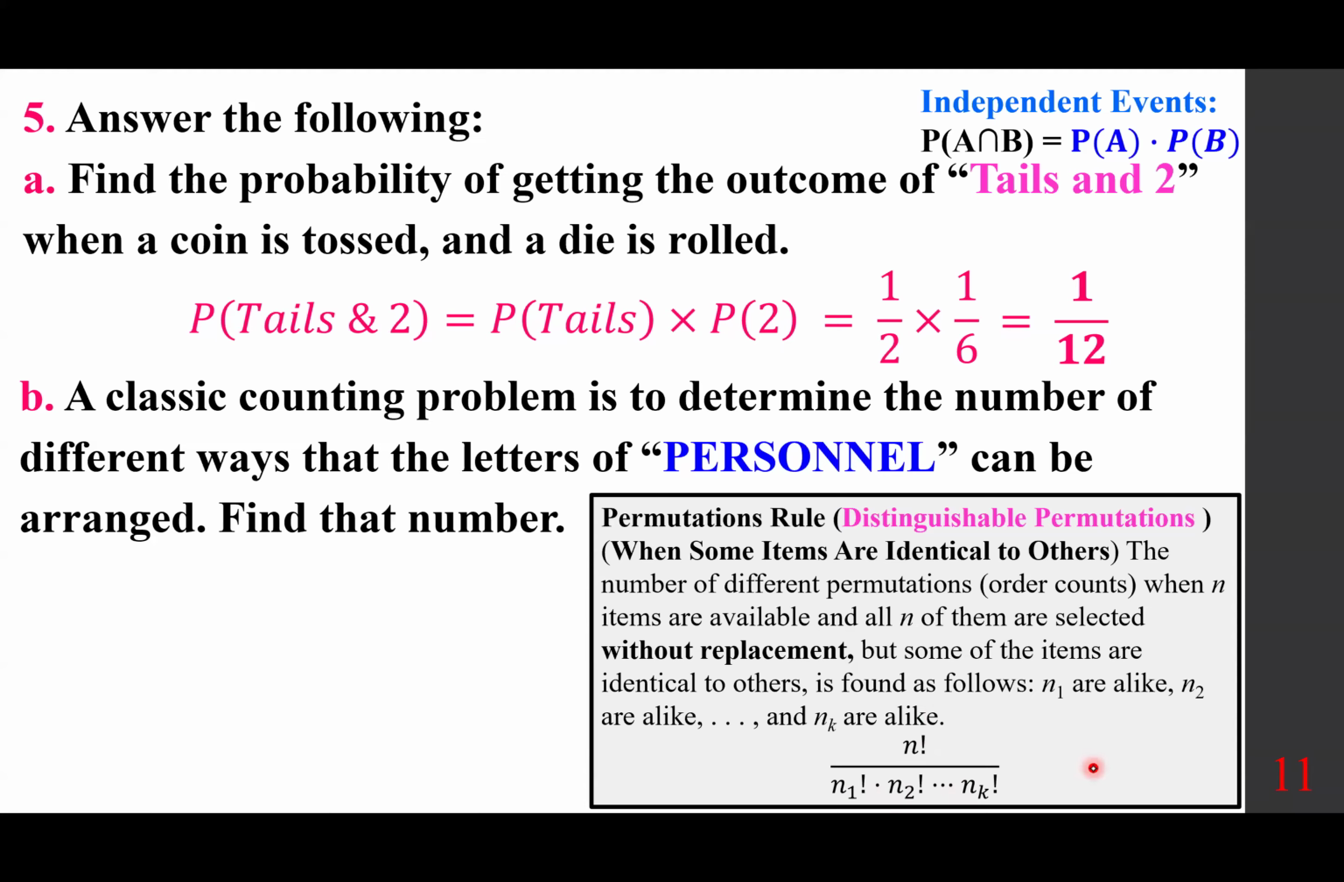So we write down how many P's, E's, R's, and so forth. So clearly there are 9 letters to begin with. Okay. P, we have one of them.